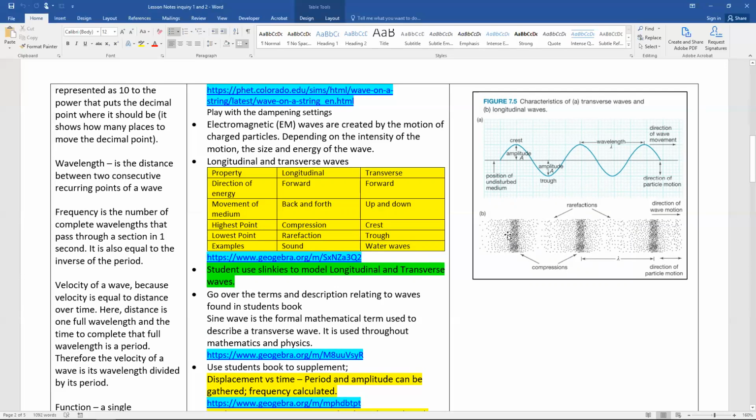Whereas with a longitudinal wave, the particles oscillate back and forth, in the direction of the wave, so they're parallel to the wave. Now, in a transverse wave, the uppermost peak is called a crest, and the lowest depth is called a trough. They've got equivalent points in a longitudinal wave, with a compression being equivalent to the high point and the rarefaction being equivalent to the trough.